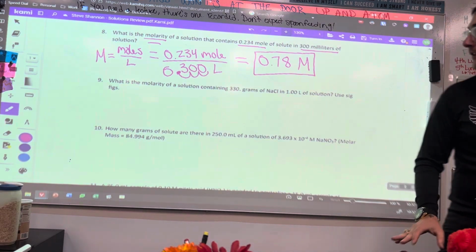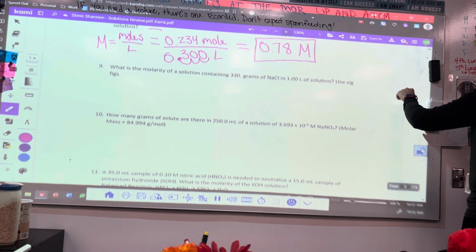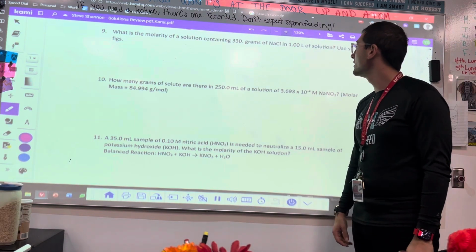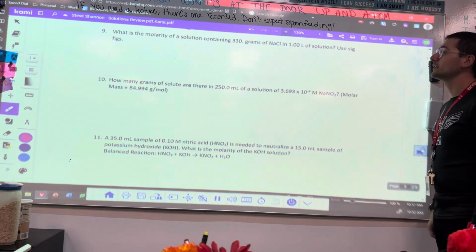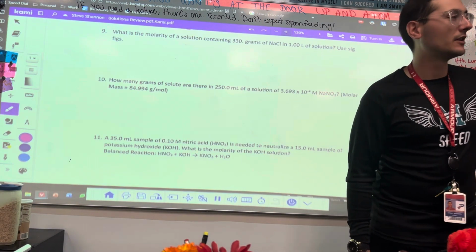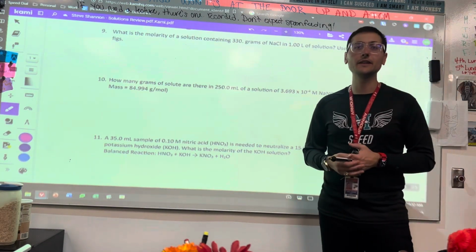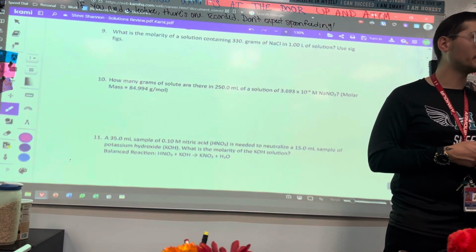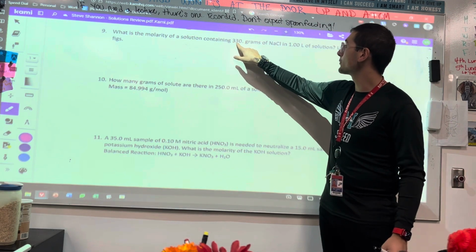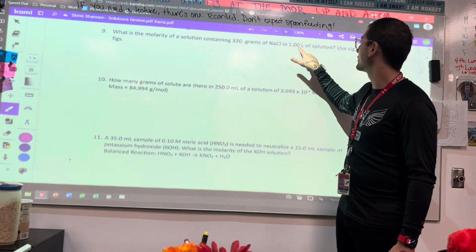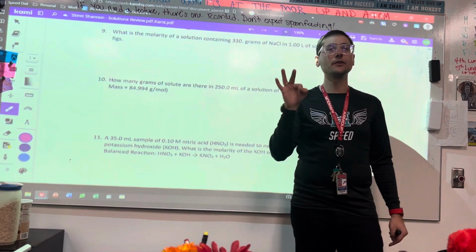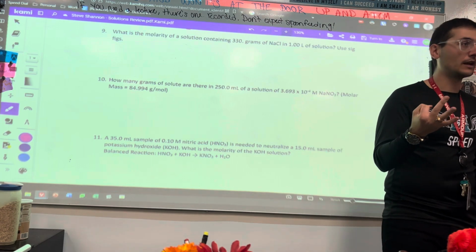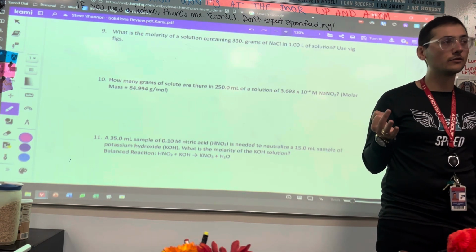Number 9. What is the molarity of a solution containing 330 grams of NaCl in 1 liter of solution? Use sig figs. Lovely. So sig figs kind of come back on this test in that your answers from here on are going to be pretty beautifully rounded. It's going to give you 330 and 1.00. Well, in both of those instances, those are 3 sig figs. So I know my answer must have 3 sig figs. And once I keep that in mind, the rest is going to take care of itself.